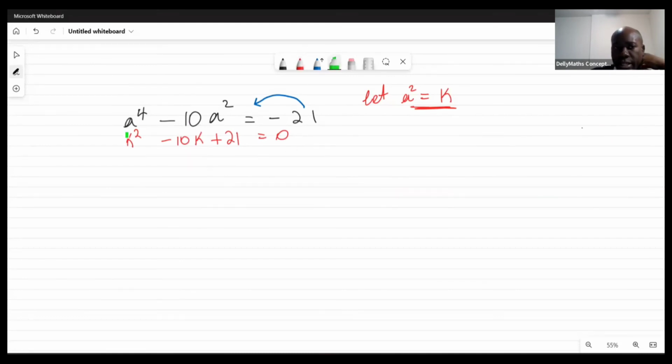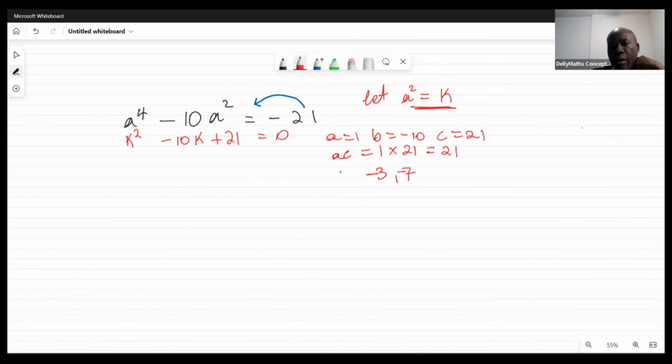As you can see, we have a quadratic here. So in solving my quadratic, I need to write down what is my a, which is 1, my b, which is negative 10, and my c, which is 21. AC really means a times c, which is 1 times 21, which is 21. What are the two numbers for 21 that can give a 10? It's going to be 3 and 7. They both will be negative again. Why? Because I need to get back a negative 10 by adding and a positive 21 by multiplying.